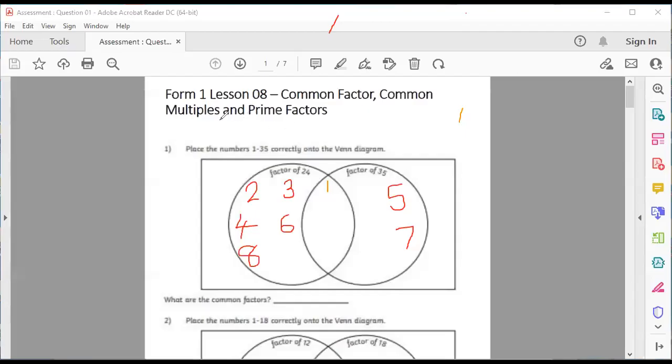Okay, so this is a recap. We are starting to revise Form 1 Lesson 8: common factors, common multiples, and prime factors. Okay, let's look into this module.